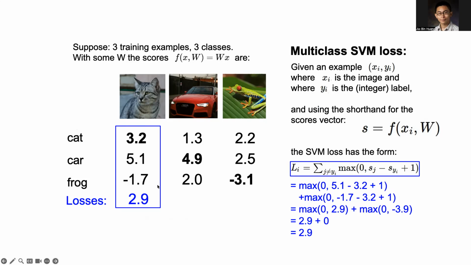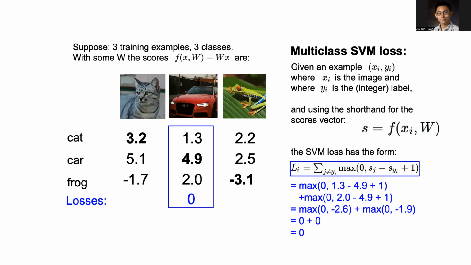In this example, you're not happy with the behavior here. And for the frog here, because 3.2 is already larger than minus 1.7, you can see that in this case you don't need to pay a cost, right? So you have this 0. So overall, at this example, your loss is 2.9. Okay. All right. So this is basically the idea of hinge loss for SVM.